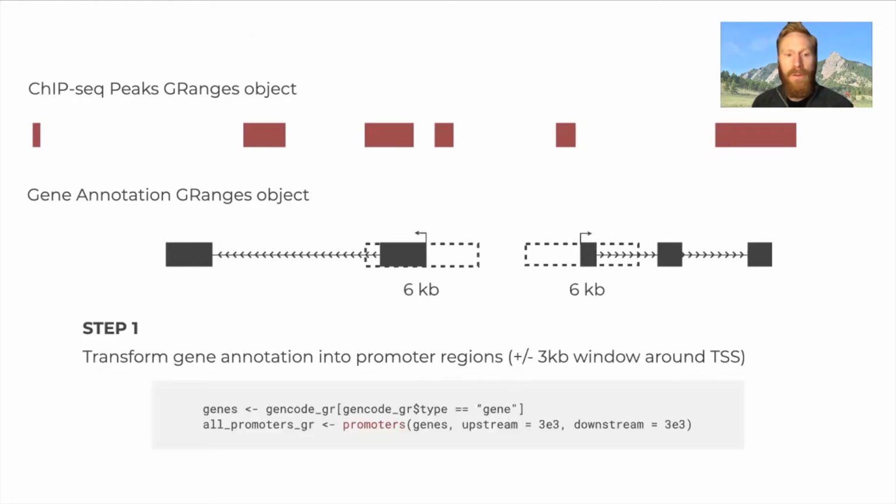And the code that we'll be using to do that looks like this. The main function that we'll be using to do this is called promoters. It's a convenience function provided by GenomicRanges that takes into account the strandedness of the gene so that you can have asymmetrical upstream and downstream windows. In our case, though, we'll just use 3 kb both upstream and downstream.